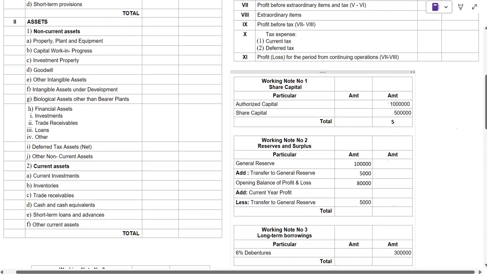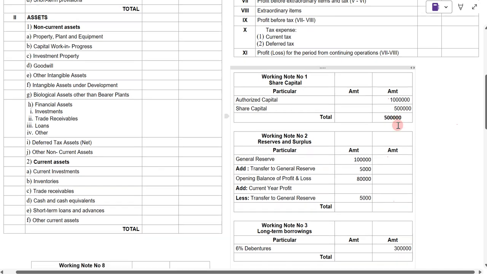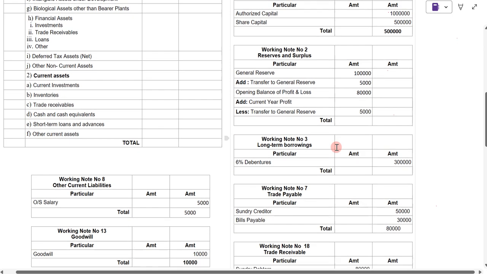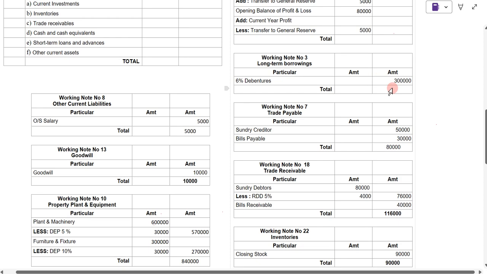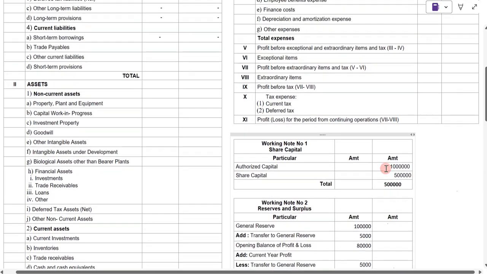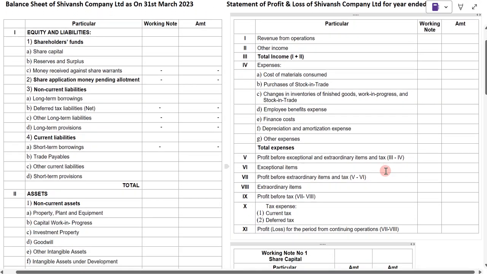Note number 1, 5 lakh is the total. Okay, now after we get the current year profit, then we will close the note number 2. Debentures are remaining, note 3 lakhs. Okay. So now we will post all the totals in the profit and loss account.